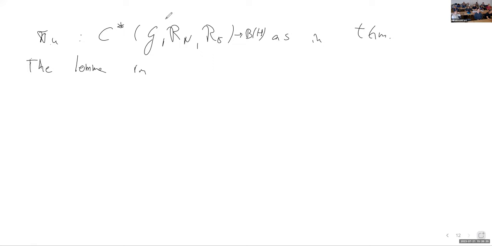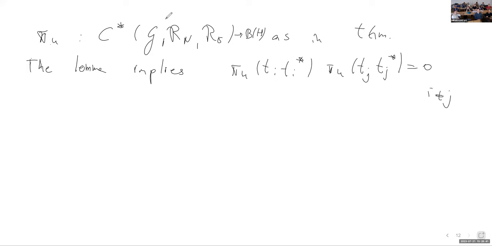Why is that? You take pi of Ti star multiplied by Tj for different i, j. Because the representation is faithful, this implies that Ti star Tj is zero. And of course, using that Ti is an isometry, you can multiply by Ti star on the left, by Tj on the right. And the universal property of O infinity.